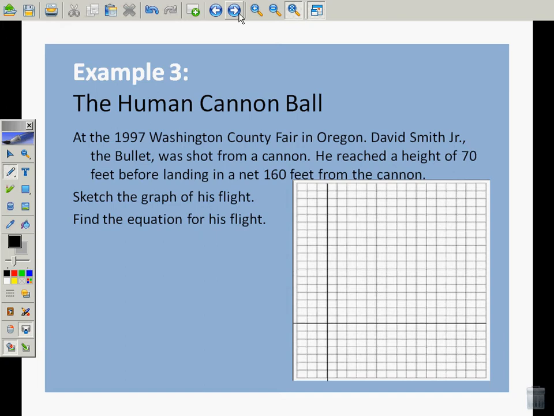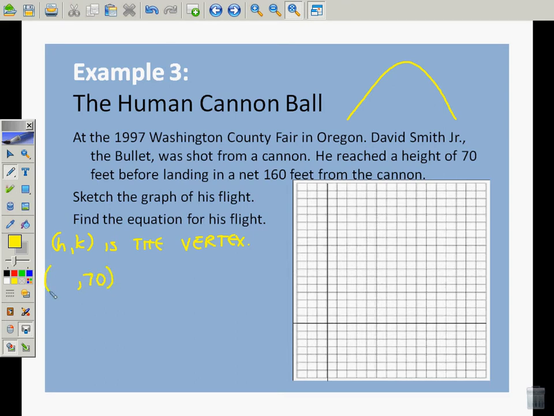What do we know? Here's what we do know. H comma k is going to be for us the vertex. Well, what are h and k? Well, really, we know that in a parabola, it's equal on both sides. So a parabola goes like that. And so we know that h comma k, the height is going to be 70, because that's as high as he got.